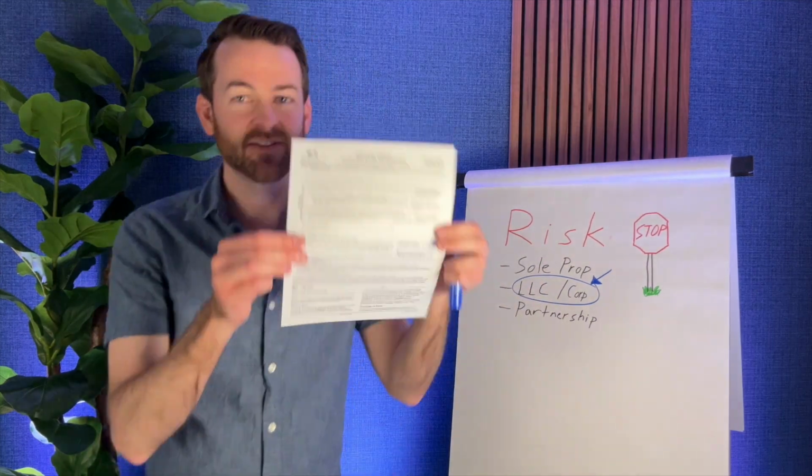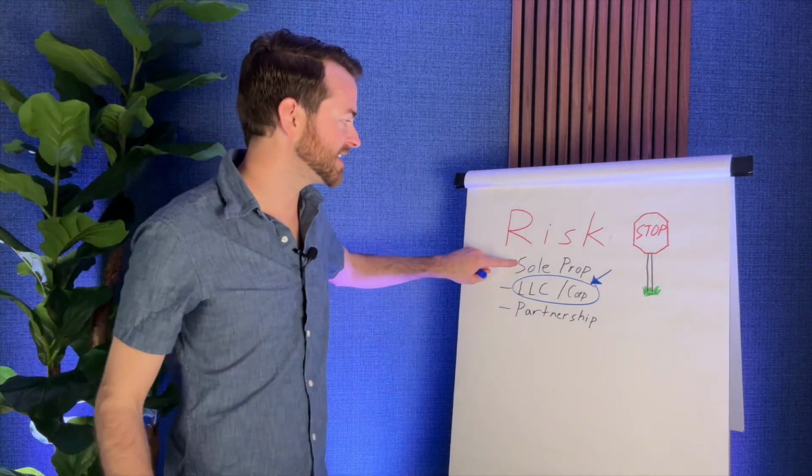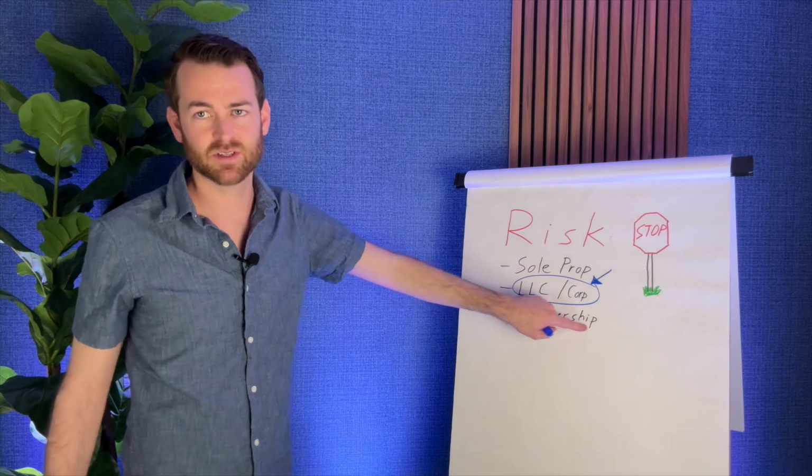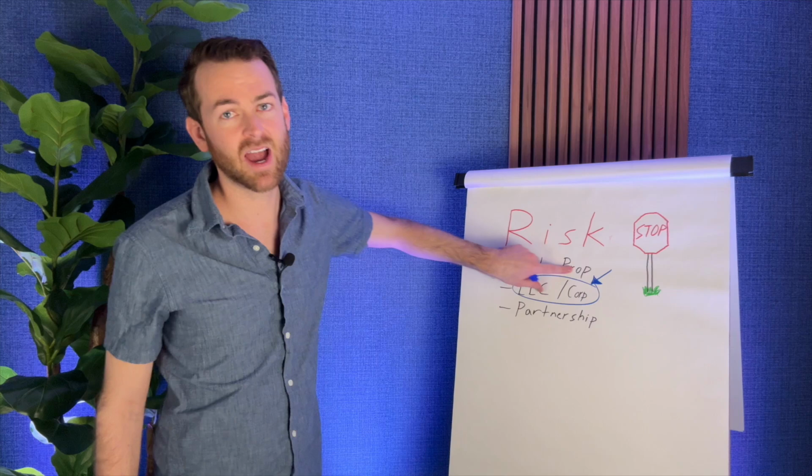So when you receive this form right here, the IRS W-9, you really need to make sure you are not selecting this box right here. Not a lot of people set up partnerships. Most attorneys and things will not let you do a partnership. But a sole proprietor, that is the default.